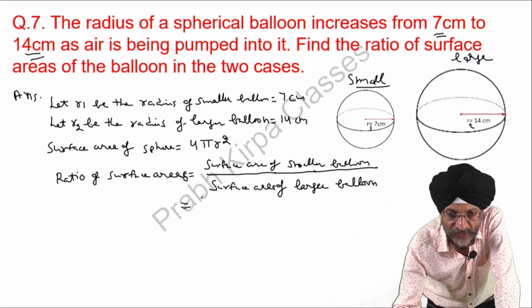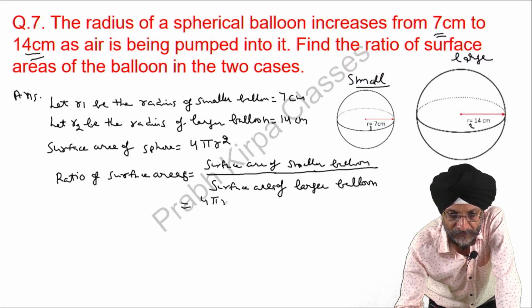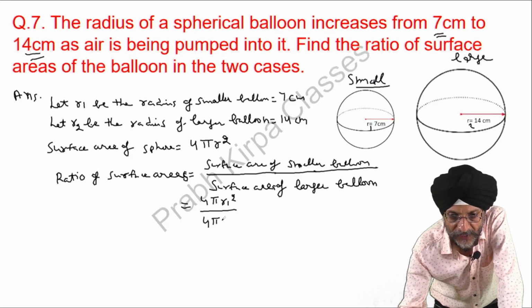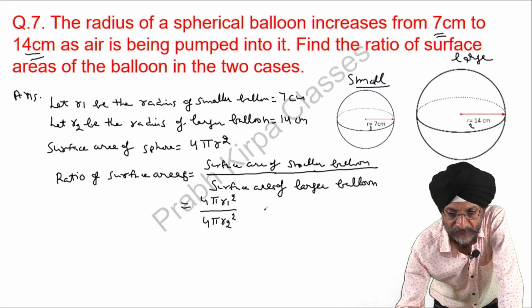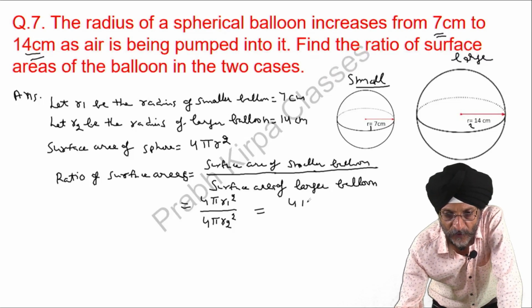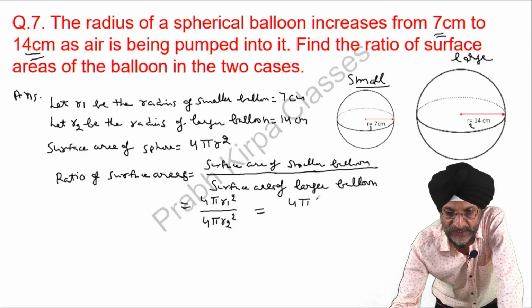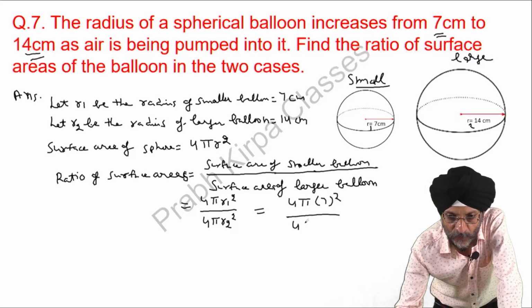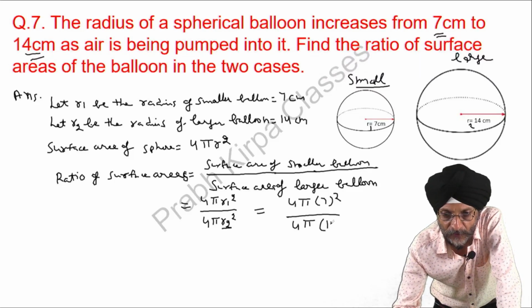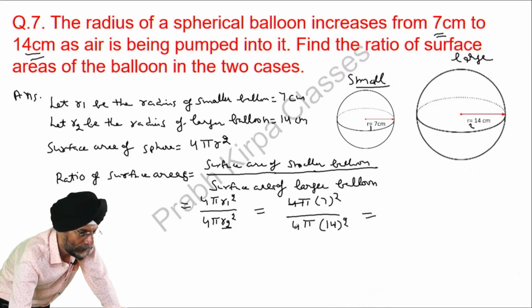What will it be here? It will be 4 pi r1 square divided by 4 pi r2 square. Now we will put in the relevant values. 4 pi r1 is 7 square. Now 4 pi r2 square, r2 value is 14 square. 4 pi will be cut with 4 pi. Now what is balance? 7 square over 14 square.